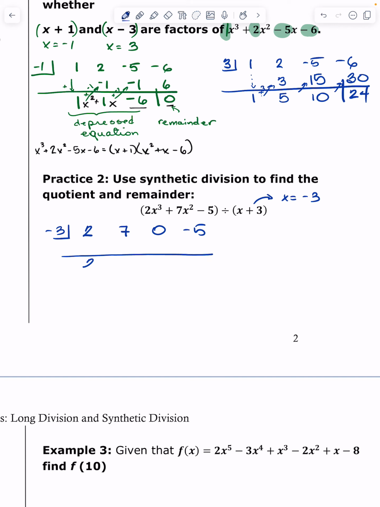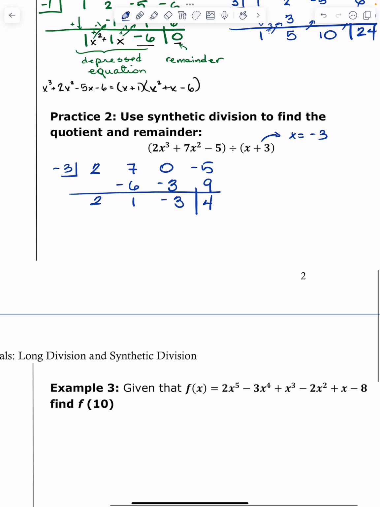So again, add straight down. Multiply across the line. 2 times -3 is -6. Add straight down. 7 plus -6 is 1. 1 times -3 is -3. 0 plus -3 is -3. -3 times -3 is 9. 9 plus -5 is 4.